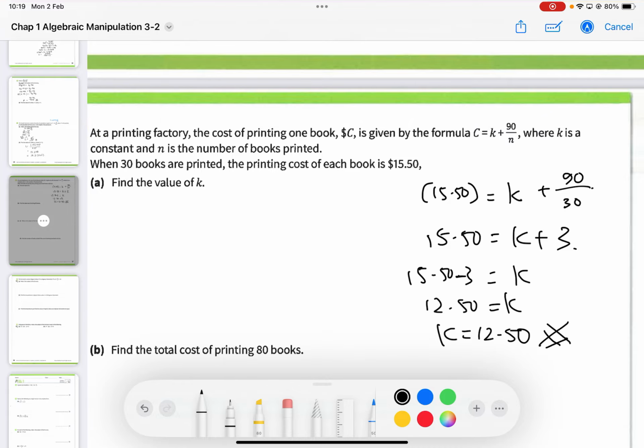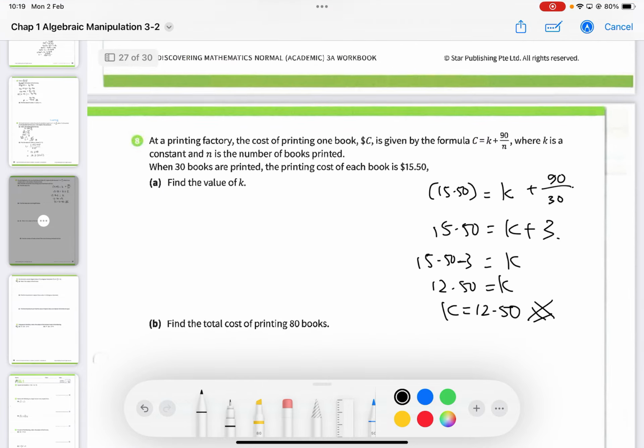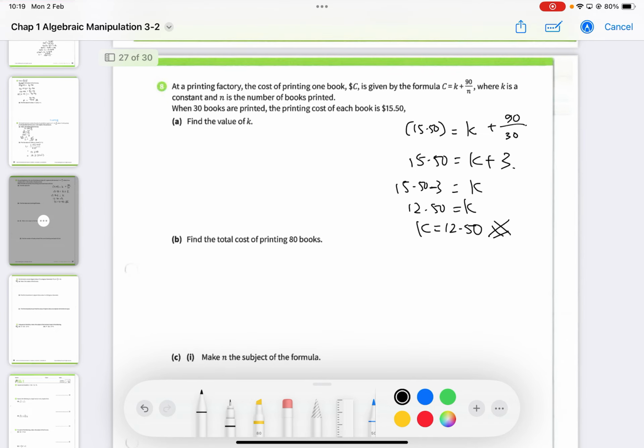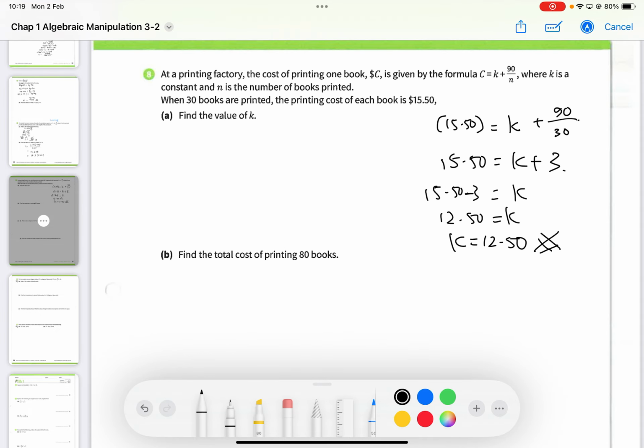Okay, we continue next lesson. Then we will be moving on to chapter 2 already. So, go back, try this question, then go and read up on chapter 2. Can?